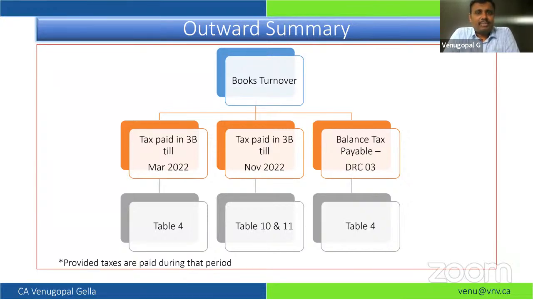If you are identifying some tax now and paying now through DRC03, you will be reporting into table 4. Reporting into the right tables is very important. Please take the assistance of a chartered accountant before you file so that you do correct reporting. Wrong reporting will attract a penalty of up to 25,000 rupees. More than that, interest. More than that, you cannot correct. Under GST, once a return is filed, it can never be corrected.